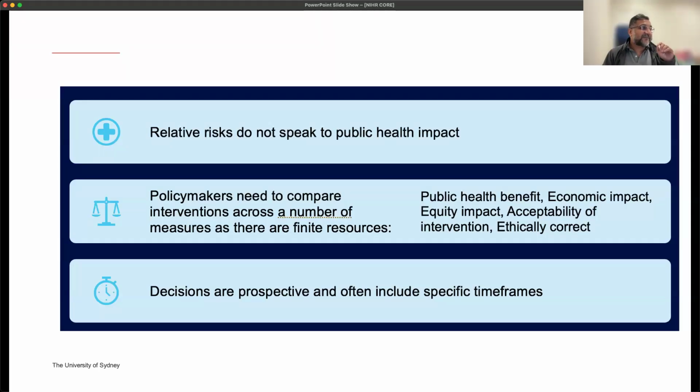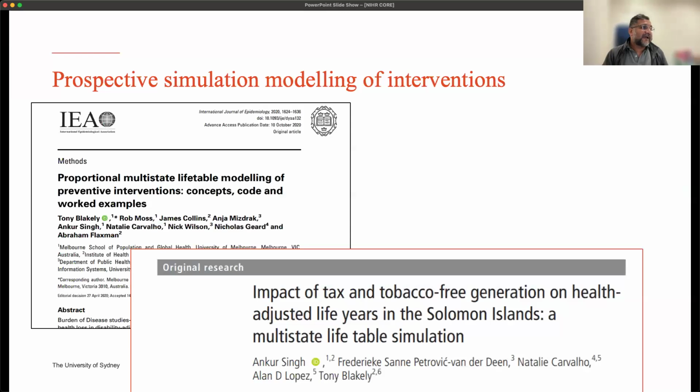Also, policymakers need to compare interventions across a number of measures as there are finite resources, and their interest can vary across all of these things, which is public health benefit, economic impact, equity impact, and so on. And finally, no policymaker is funded to go back in the past to change things. They are always thinking about the future. So really, how can we address that?